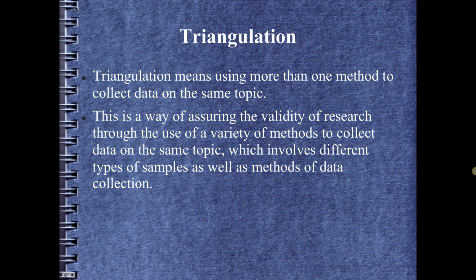Triangulation has to do with using more than one method to collect data on the same topic. And this helps us to keep things valid. And you can see from the word triangulation, right? It looks like triangle, which is 3, right? So the way that we assure validity of research is to use a variety of methods to collect data on the same topic.